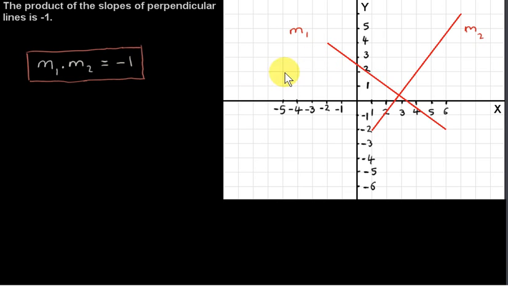So let's check to see that these lines are perpendicular. So let's get M1, the slope of this line here. Well, how do we do that? We can pick any 2 points on it and construct a right angle triangle.